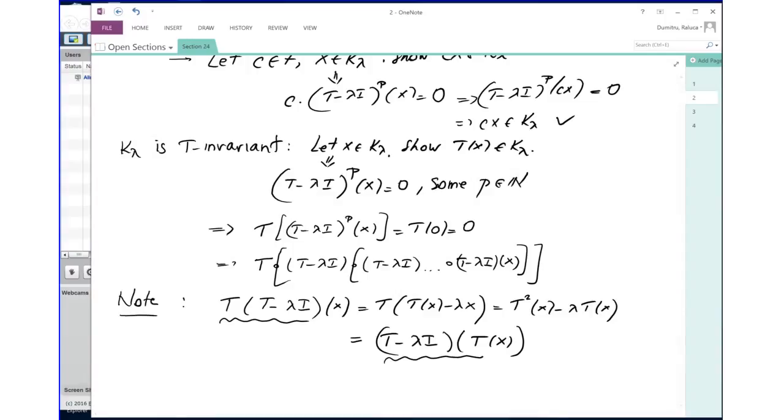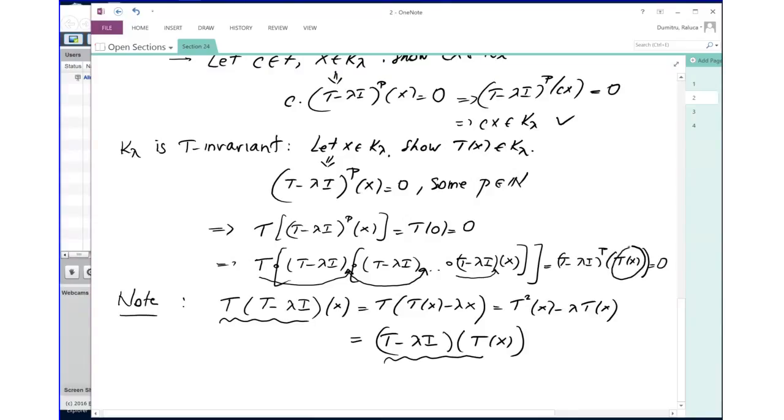You know that that's usually not the case, but because T and T minus lambda identity are kind of close together, they end up commuting. So that means this T from here can be moved in between here, but then it commutes with T minus lambda identity, so I can move it again, right? So I keep on moving it until the very end. So this is the same as T minus lambda identity to the p of T of x. All right, I just moved it all the way to the right in here. Okay, but this was 0. So here's what happens.